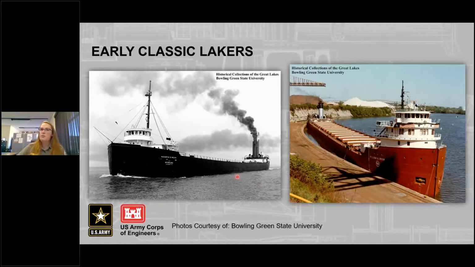The classic lake schooner has the pointed bow, the bowsprit, pilot house forward, and again, that engine and more superstructure at the stern.